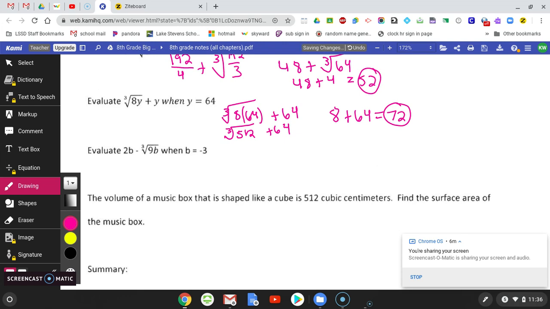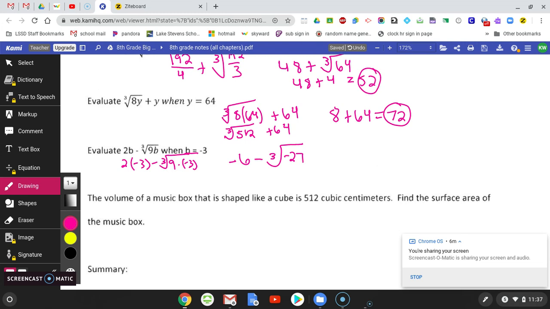And the next one, I'm doing 2 times my b. b is negative 3, minus the cube root of 9 times negative 3. So 2 times negative 3 is negative 6, minus the cube root of 9 times negative 3 is negative 27.